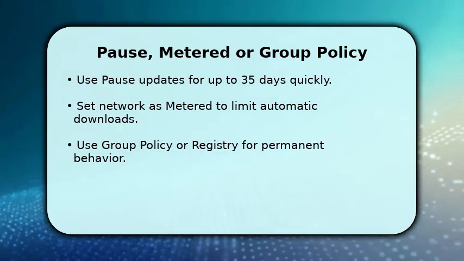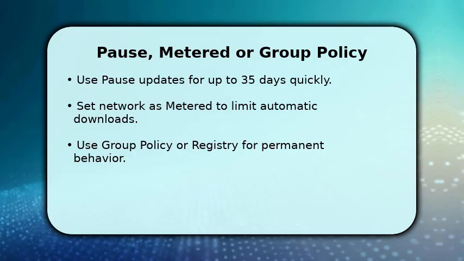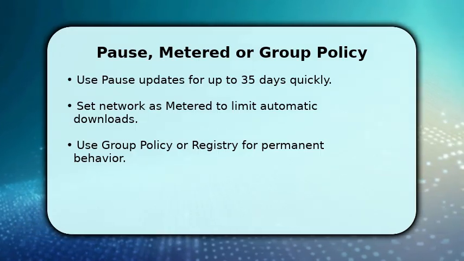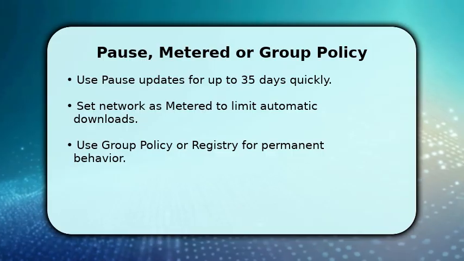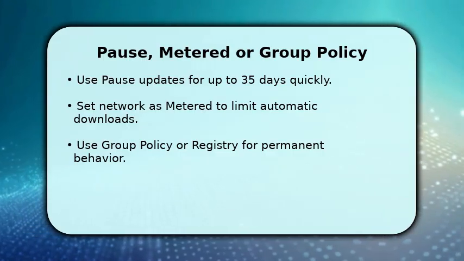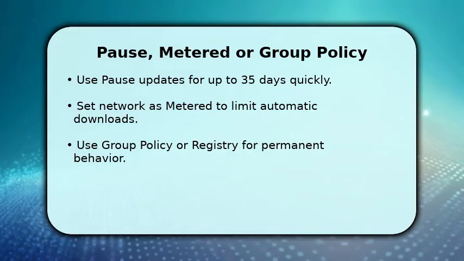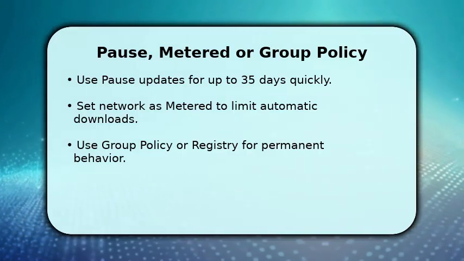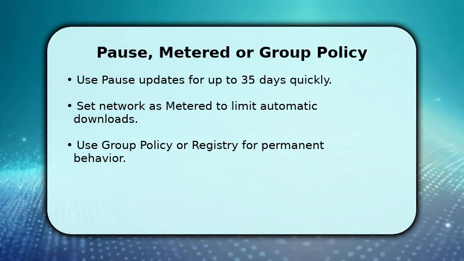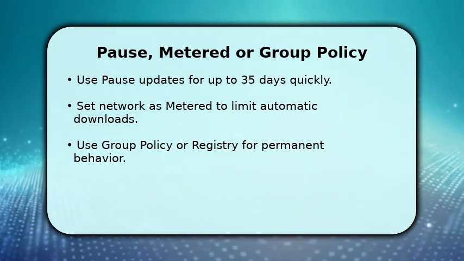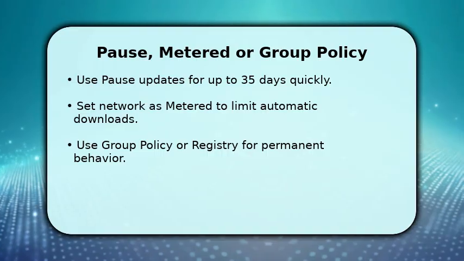If you need longer control, set your Wi-Fi network to metered. Windows treats it as limited and delays non-critical updates. For persistent, administrative changes, make group policy edits, Windows Pro/Enterprise, or registry changes, Home. These alter update services behavior. Be cautious. Permanent changes require care to keep security patches timely.